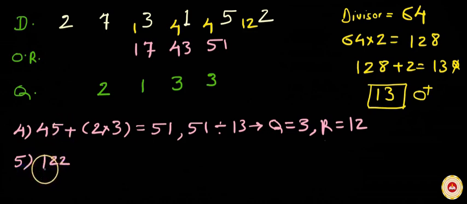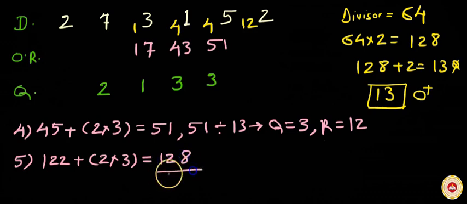122. To this 122, let us add what? 2 times the last quotient digit, which is 3. So 122 plus 2 3s are 6. That means 122 plus 6 is 128. Now this 128 is the last osculation result, and it should be written below the last digit in the dividend.